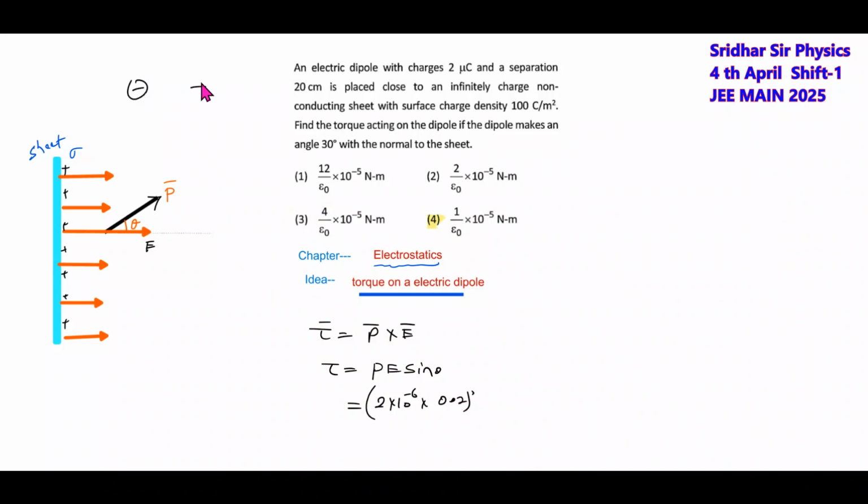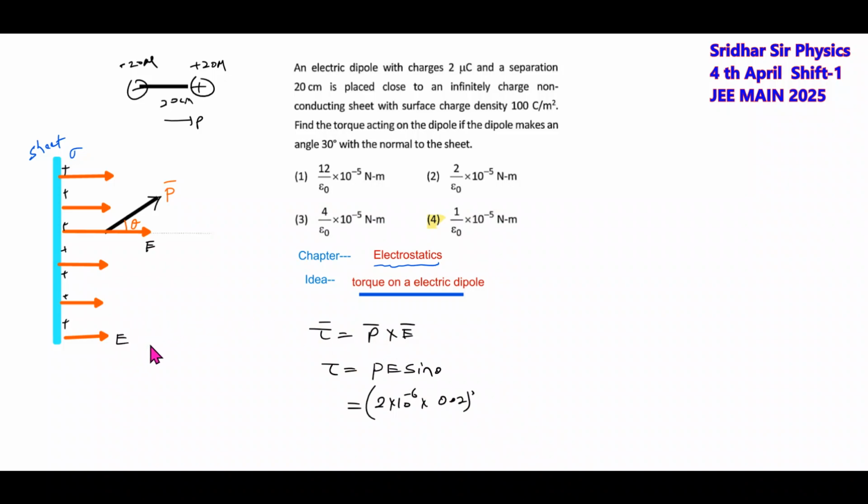Dipole moment: this is 20 centimeter, this charge is minus 20 micro and this charge is plus 20 micro. Okay. Then the dipole moment is how much? 20 micro into 20 centimeters. 20 centimeters is what? 0.2 meter.